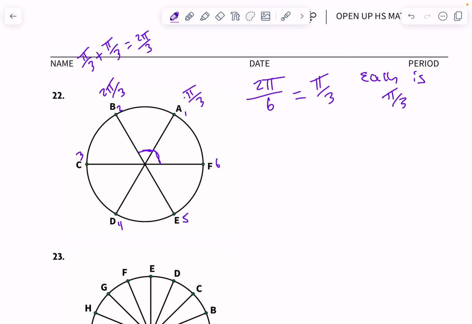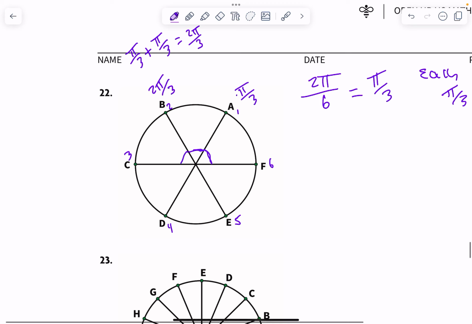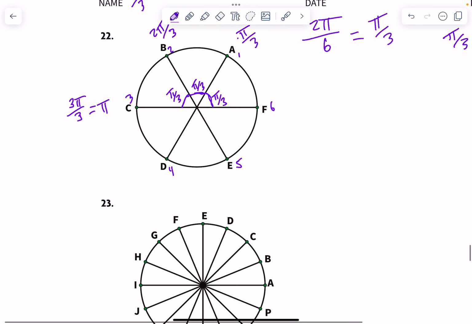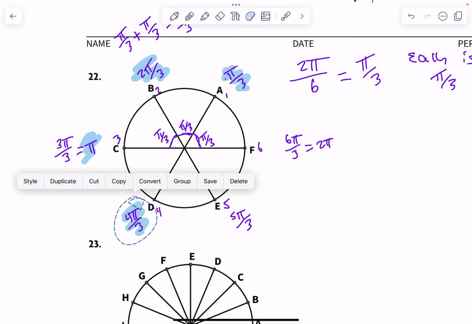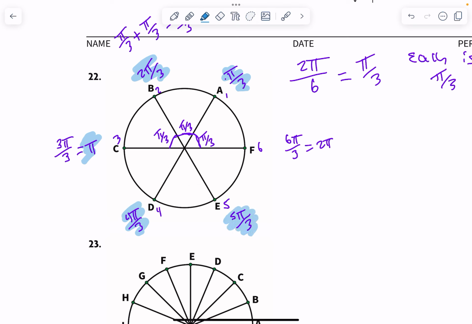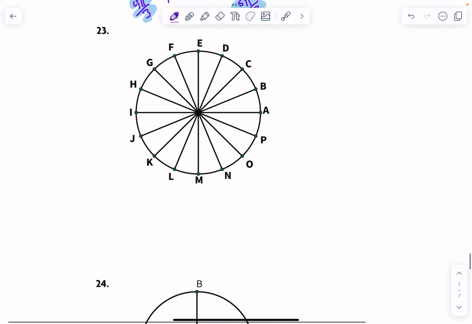What will C be? I keep adding what? Pi over 3 to each of them. Pi over 3, pi over 3, pi over 3. So then this finally becomes 3 pi over 3, which is equal to just pi. Okay? And then you're left with 4 pi over 3, and then 5 pi over 3, and then 6 pi over 3, which is just 2 pi. Okay? Pi over 3, 2 pi over 3, pi, 4 pi over 3, I'll put these closer, 5 pi over 3, and then 2 pi. Beautiful. Okay?